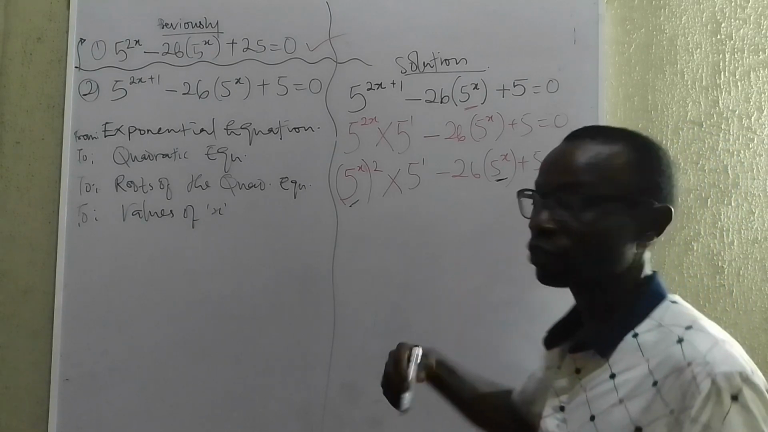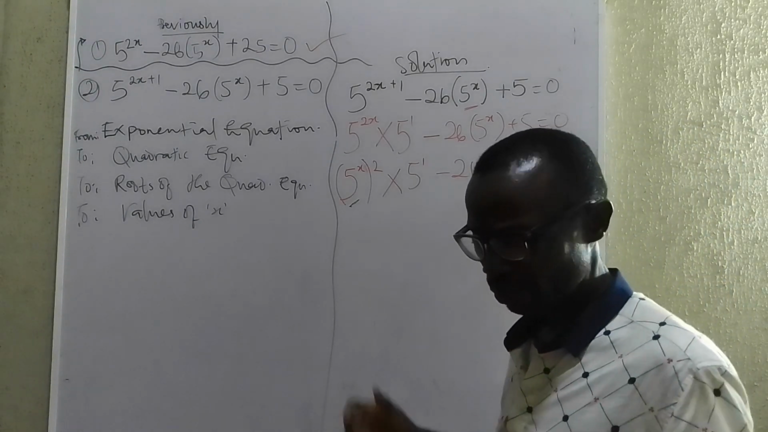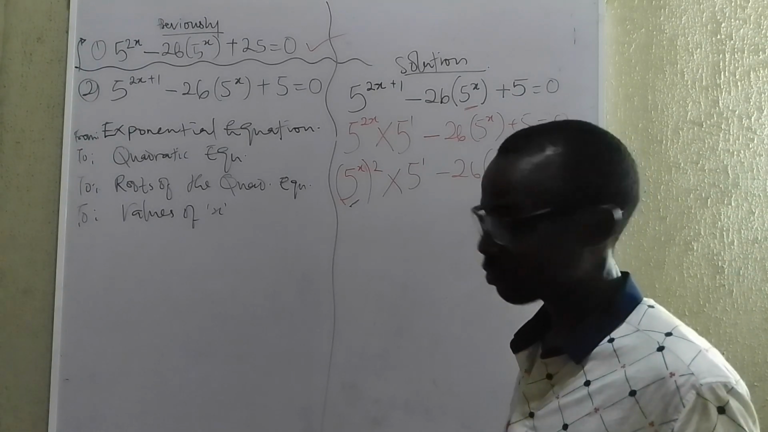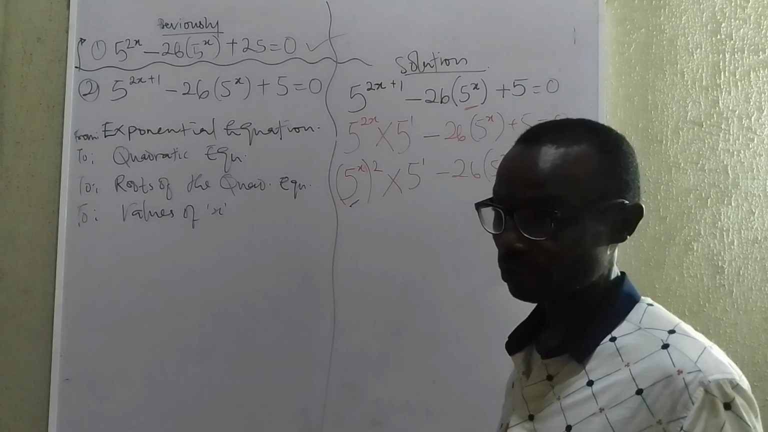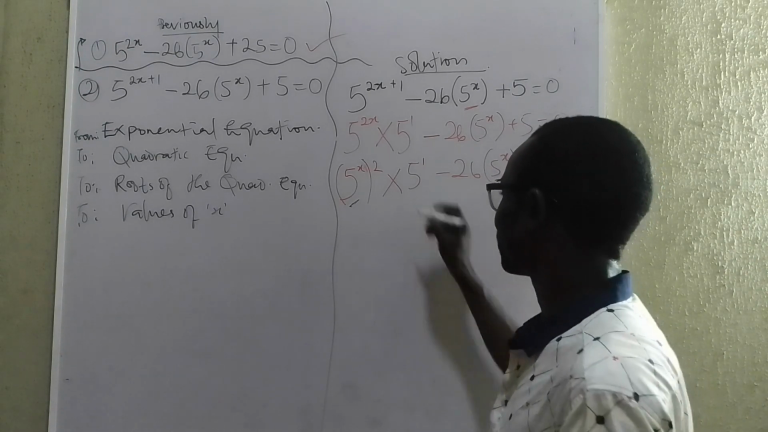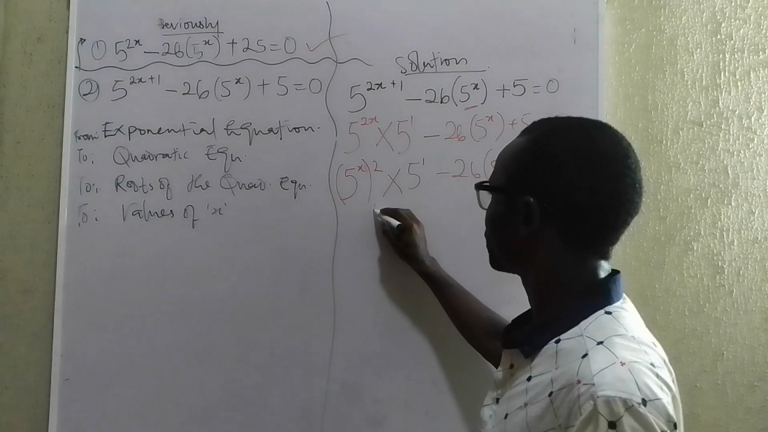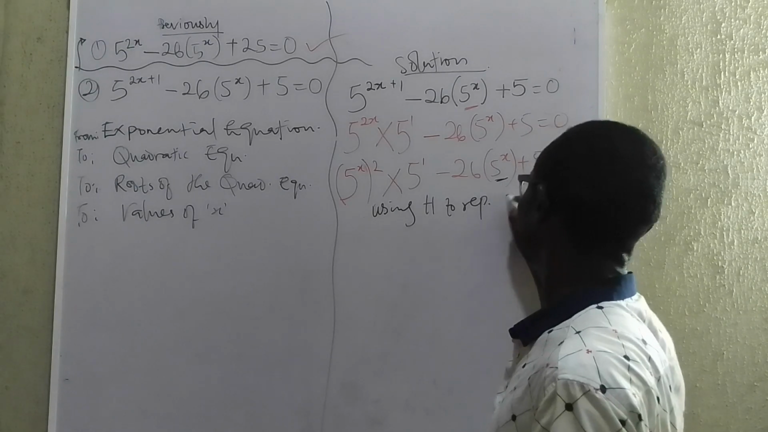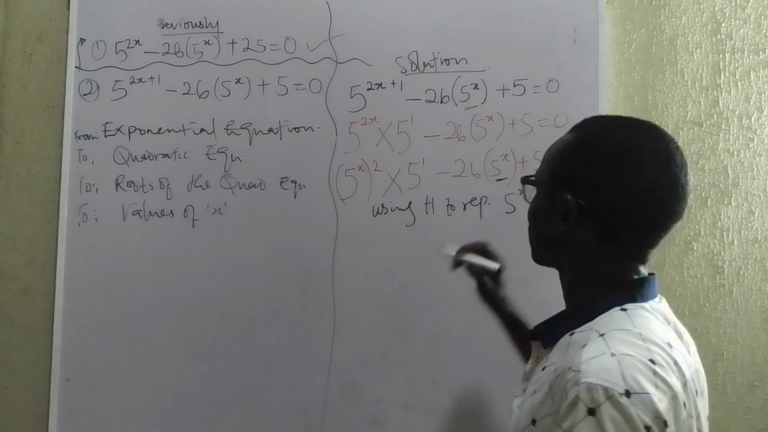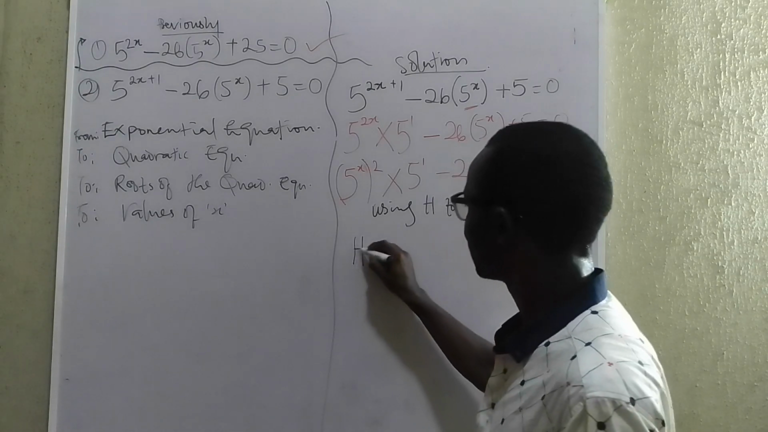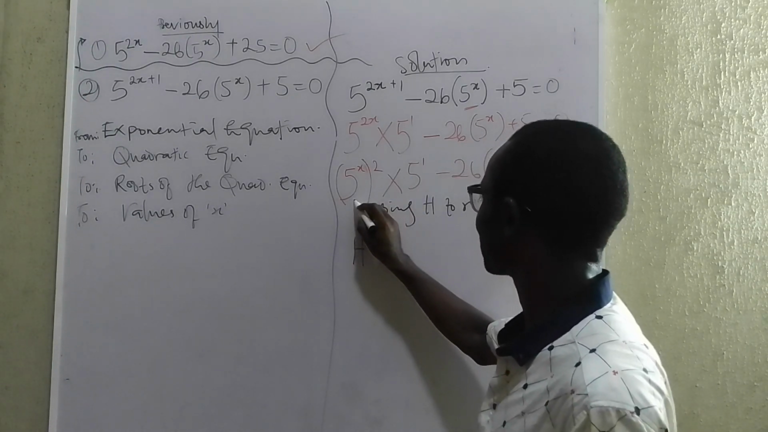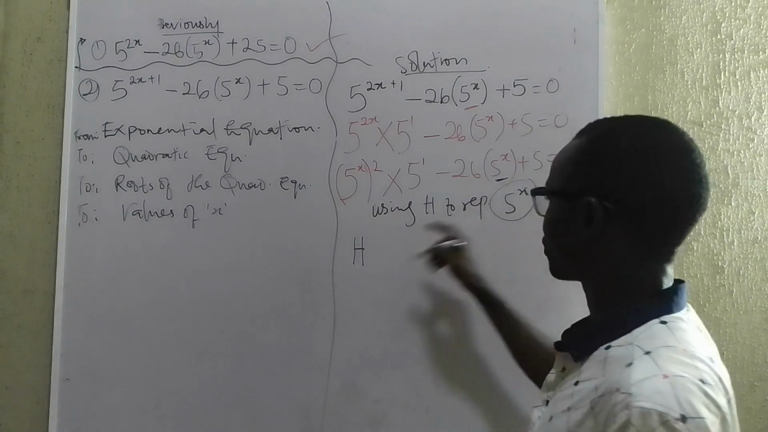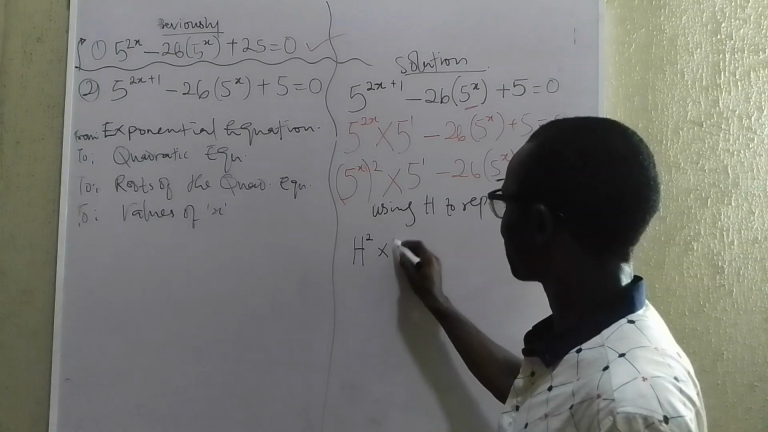So what we'll do is that we'll use an alphabet. Just use any alphabet. Which do we use? Let's use alphabet F, you could use any one. Or let's use, do we want H? Let's use H. So using h to represent 5 raised to the power x, wherever you see 5 raised to the power x, you put h there. So we'll have h raised to the power 2, times 5.